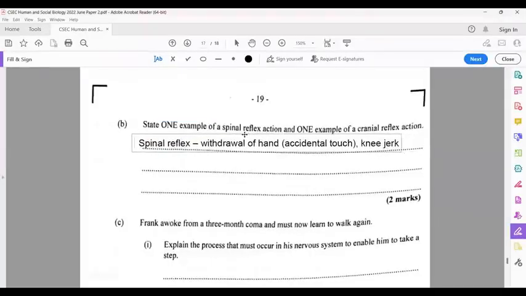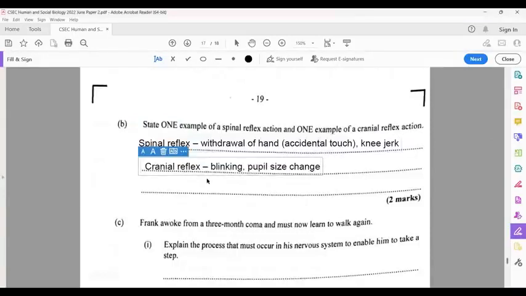So for spinal reflex, we have chosen withdrawal of hand. So like an accidental touch, if you accidentally touch a flame, you accidentally touch a hot pot, that's a spinal reflex. The knee jerk is a very popular one. Many candidates would have chosen knee jerk. The cranial reflex, we chose blinking or pupil size change. Blinking was a very popular one. Pupil size change, your pupil changes size based on light, happens automatically. These are the two reflexes we chose. You could let us know which reflex you would have chosen for your examples.